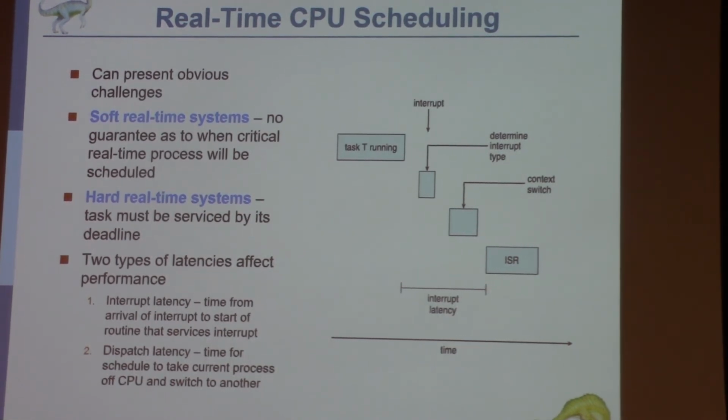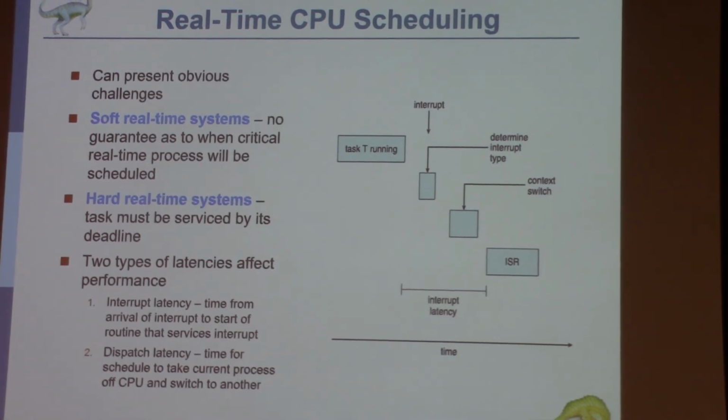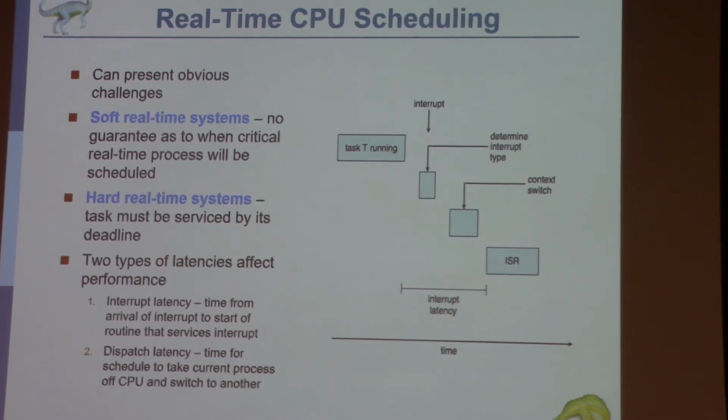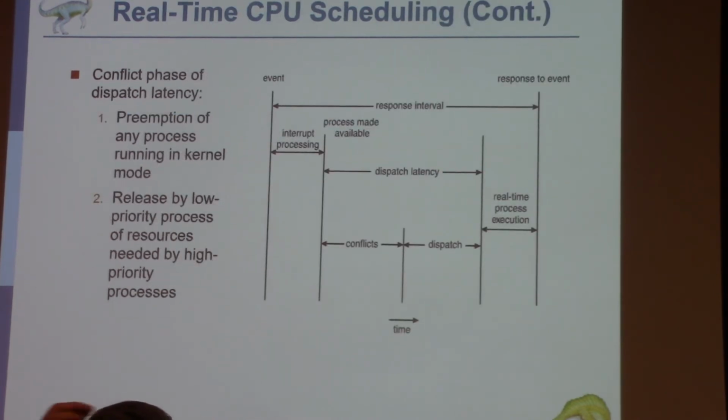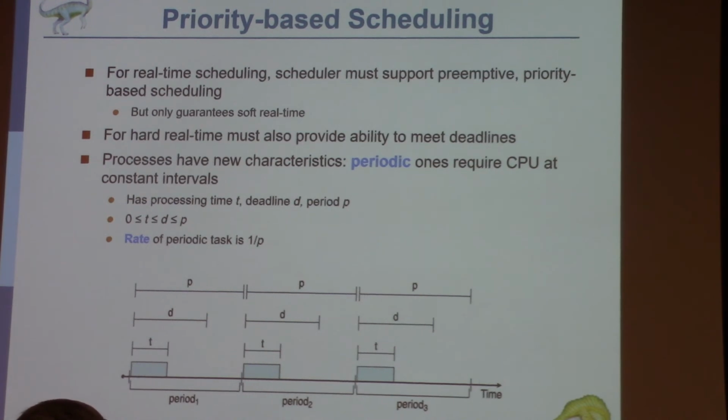Okay. Then it will do a context switch and run. During that time also, nothing is going on. So it's another latency, the dispatch latency. So we cannot avoid such interrupt latency and dispatch latency. Because of that, there is no truly real-time scheduling algorithm that is guaranteed.